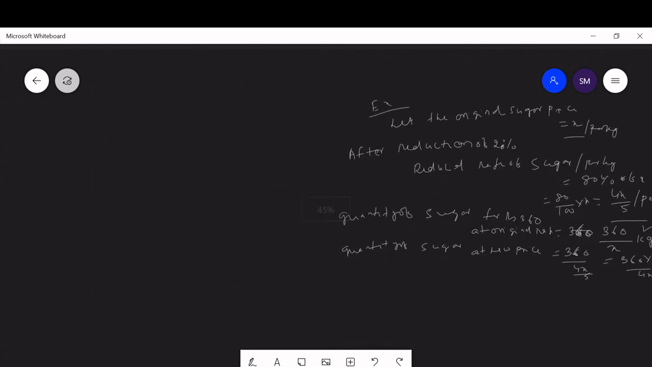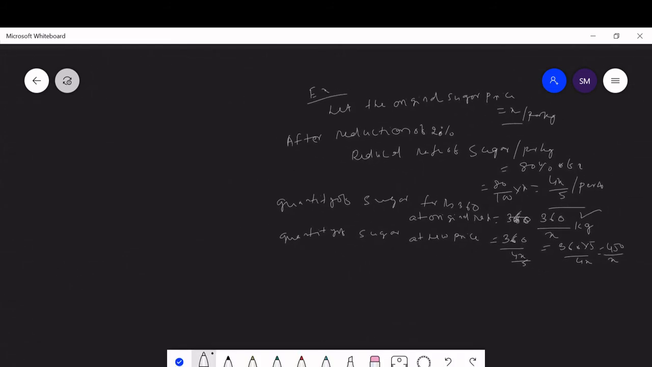Keep it here. Then solve it. If I use a new page, it is difficult. So keep it here and solve. The extra amount of sugar Mrs. Shah can buy is equal to: before reduction she can buy this many kg, after reduction she can buy this many. Then the extra she can buy is 450 upon x minus 360 upon x, which according to the question is equal to 3 kg.